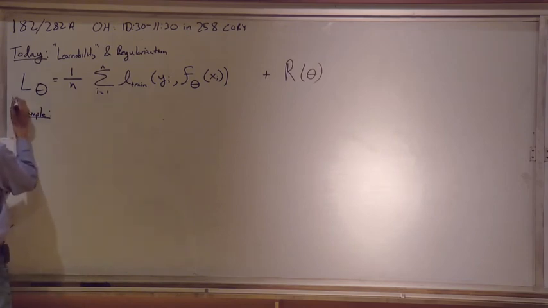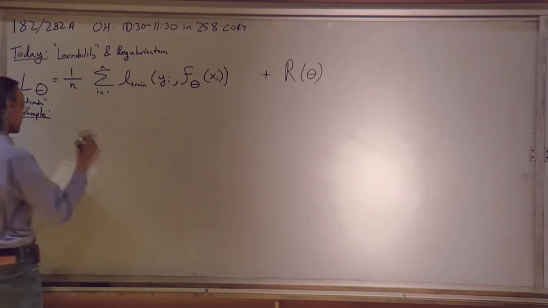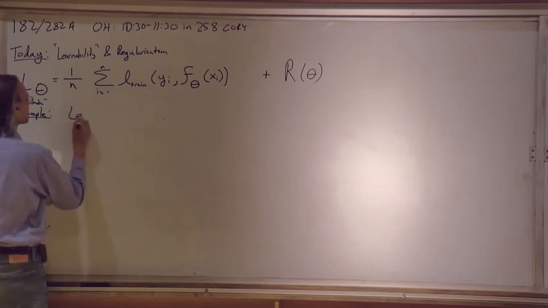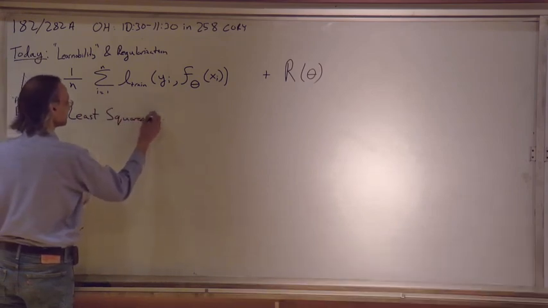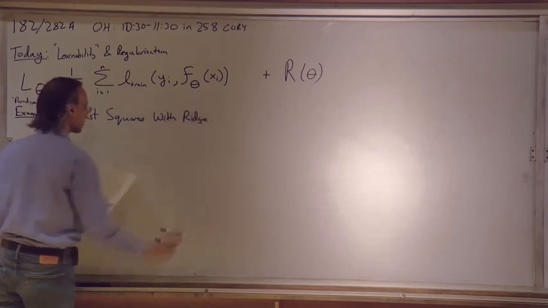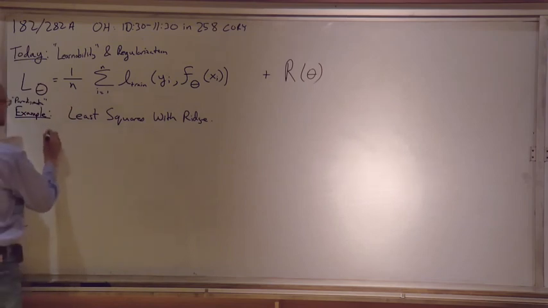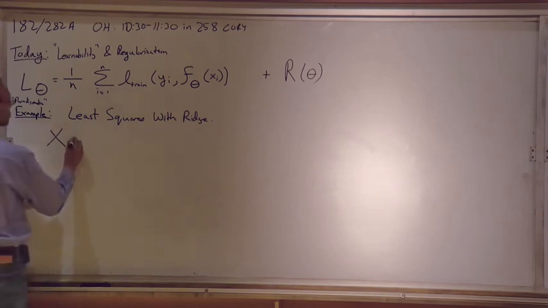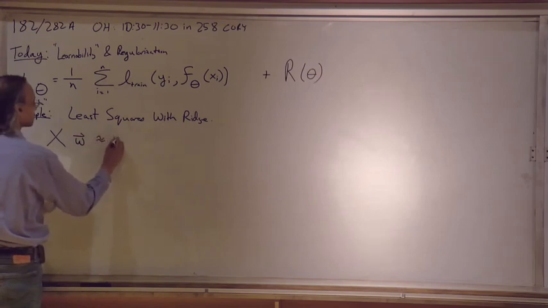I'll call it paradigmatic, in large part because it's the only one we understand that well: least squares with ridge. So what's least squares with ridge? Least squares, the problem looks like this. I have some matrix X, I have some weights W that I want to learn, and I want to approximately have this equal to a set of labels Y.